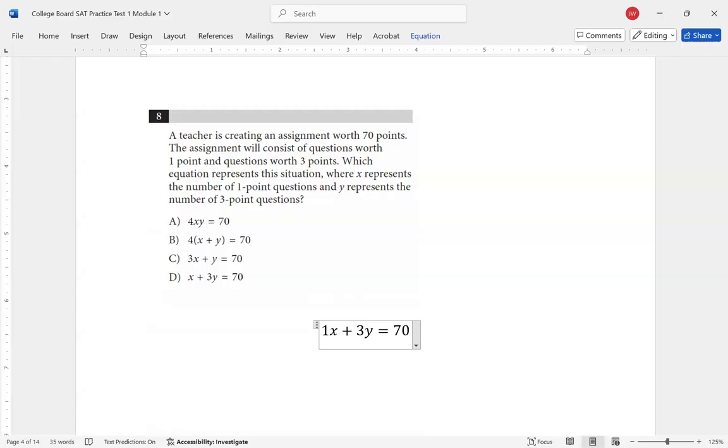Now, in an equation like this, having 1 as a coefficient is not needed to write. So we don't have to write the coefficient of 1. And therefore, the answer to question 8 is going to be x plus 3y is equal to 70, which is option D. So the answer to question 8 is D, which says x plus 3y is equal to 70.